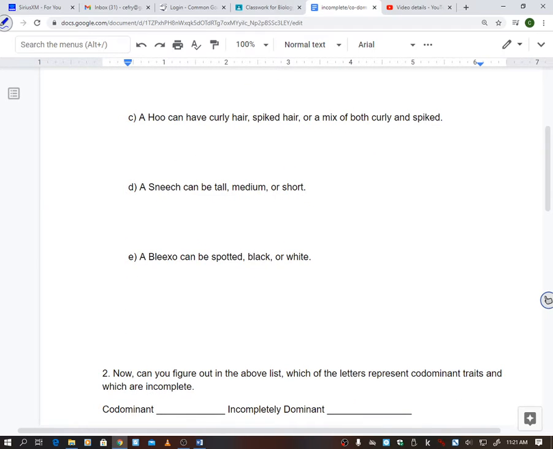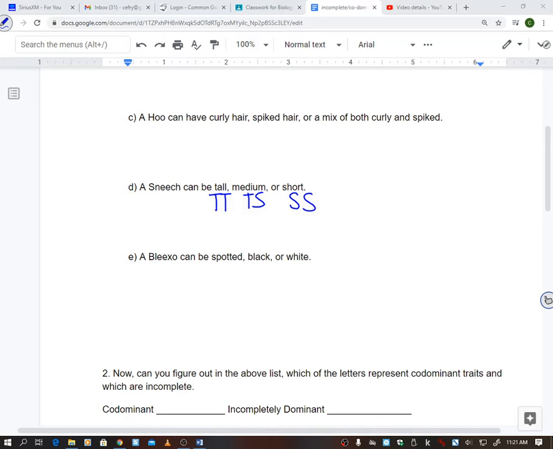Speech can be tall, medium, or short. Well, my in-between trait is medium. So I can be tall, I can be short, or I can be medium height, which is going to be a capital T, capital S. Once again, no recessive traits here. There's not one that wins out over the other. If they're both there, then they're both shown, it kind of blends.